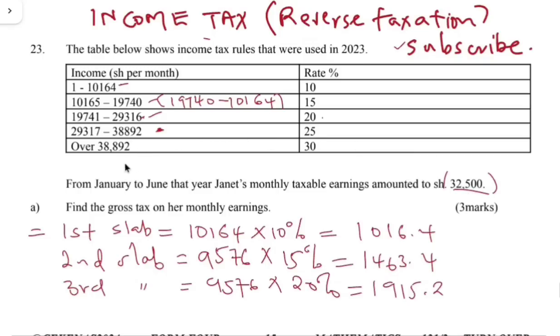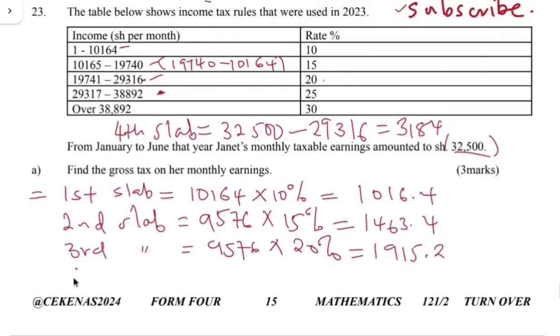Sasa ukiingia fourth slab, amount haijafika paka 38,892, but instead ni 32,500. For you to get the fourth slab, okay, fourth slab amount yake utachukua hiyo 32,500 minus ile amount umepita, which is 29,316. So the taxable income for the fourth slab is equivalent to 3,184. Okay, so inaenda hapa, ingiza hiyo fourth slab. So is equivalent to 3,184, which is taxed at the rate of 25%.